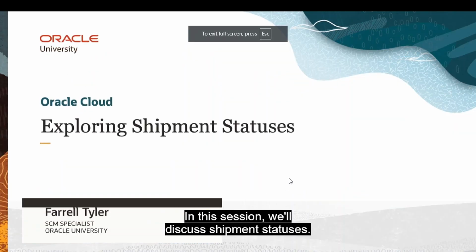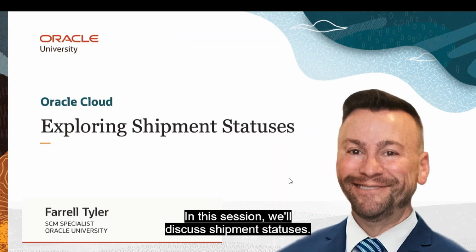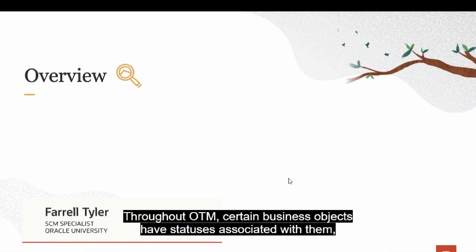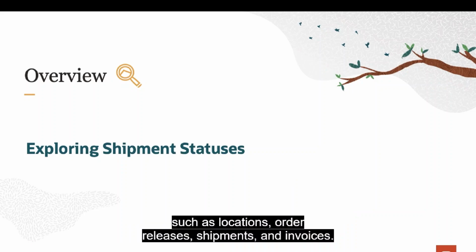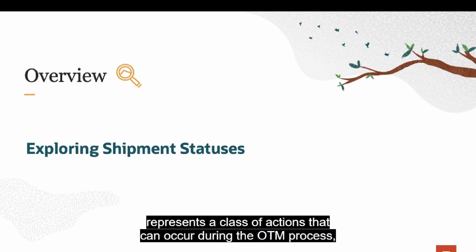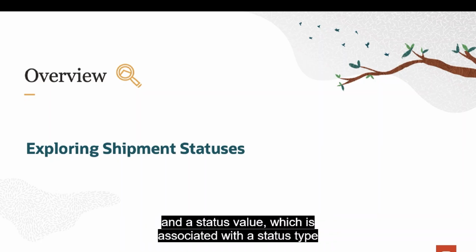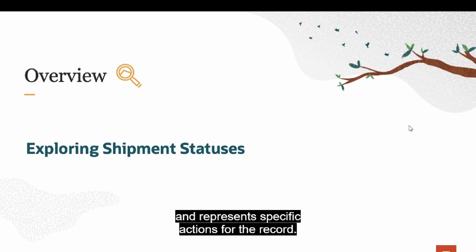In this session, we'll discuss shipment statuses. Throughout OTM, certain business objects have statuses associated with them, such as locations, order releases, shipments, and invoices. Statuses consist of the following: a status type, which represents a class of actions that can occur during the OTM process, and a status value, which is associated with a status type and represents specific actions for the record.